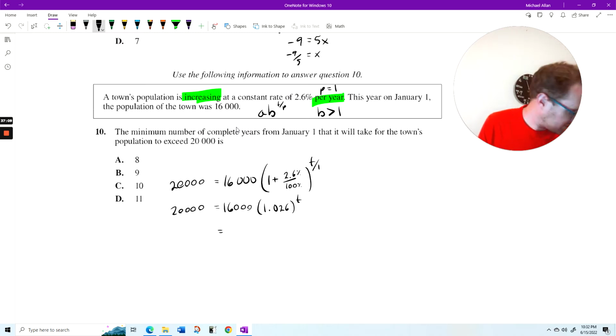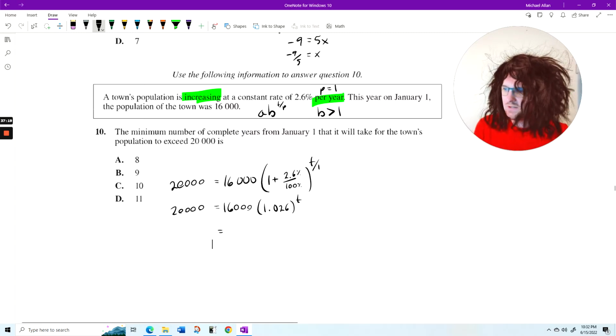Now, did I bring a calculator with me today? What a dinosaur. No, I don't think I brought my calculator with me. That's fine. Okay. I actually have this calculator.